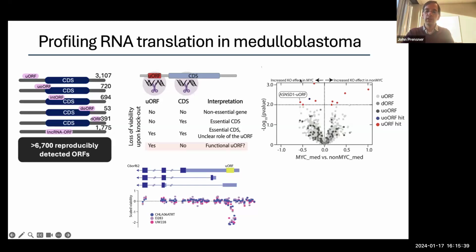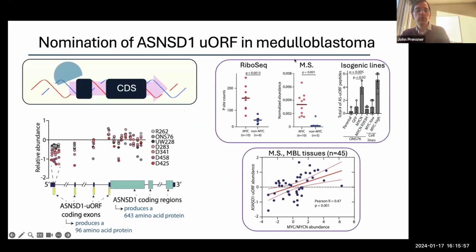And we could find a small number of cases where actually certain upstream open reading frames were increased in their essential requirement in these cancer cells compared to the cells that did not have MYC in them. Among these, perhaps the most compelling was this example that we found in the ASNSD1 gene.